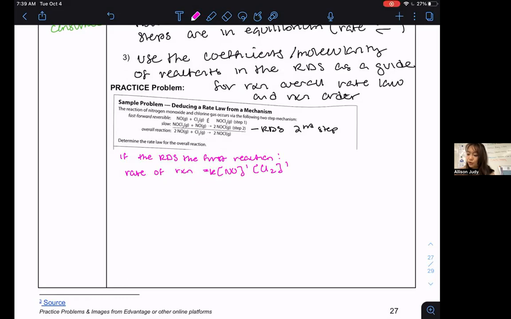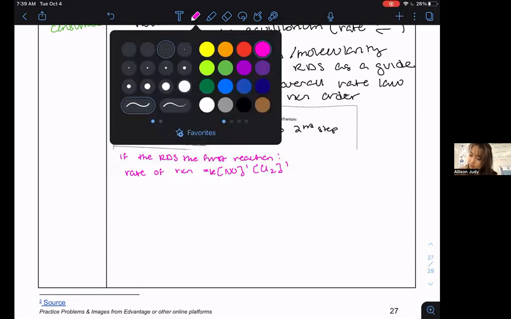If the RDS was the first reaction, it's so simple because we don't have any intermediates to worry about. We don't have anything before us to worry about. All we're doing is we're treating the entire reaction rate as if it is completely and wholly defined by the first elementary step, right? And let me put that in words for you.